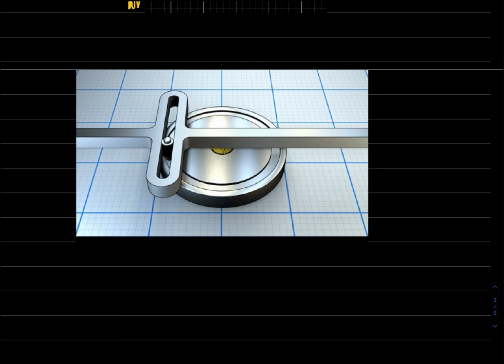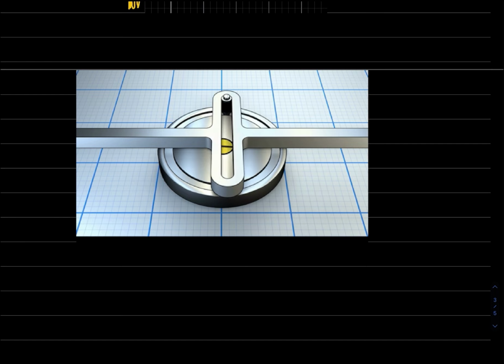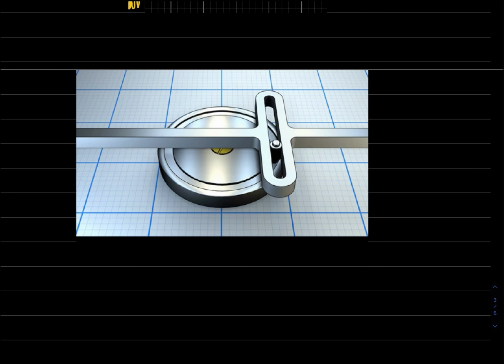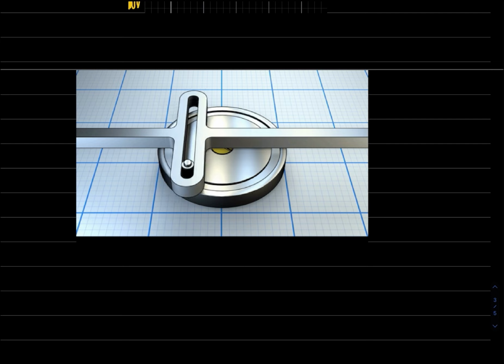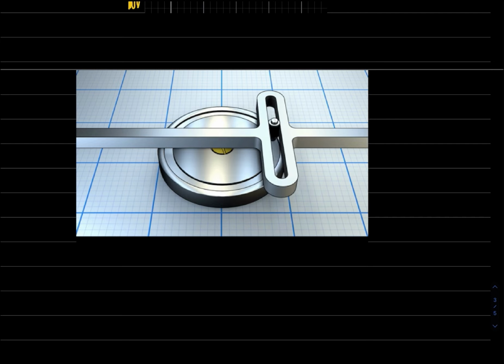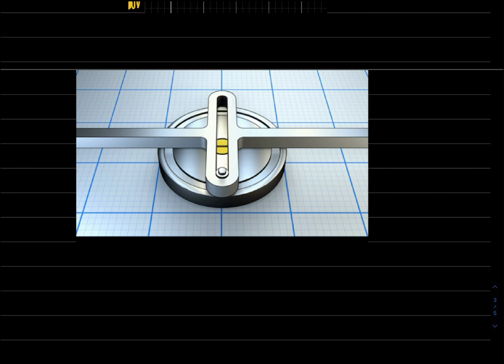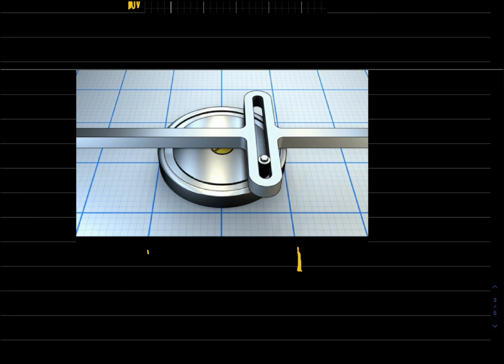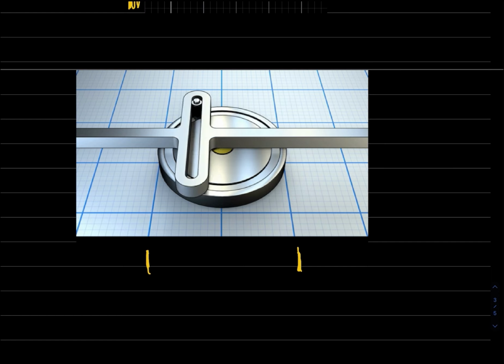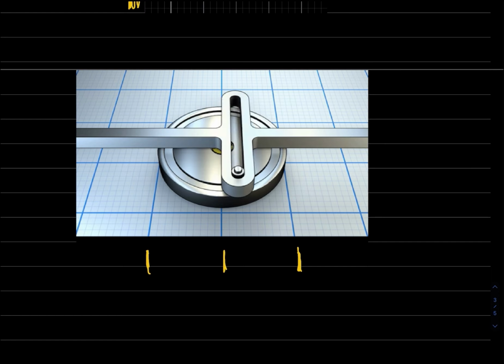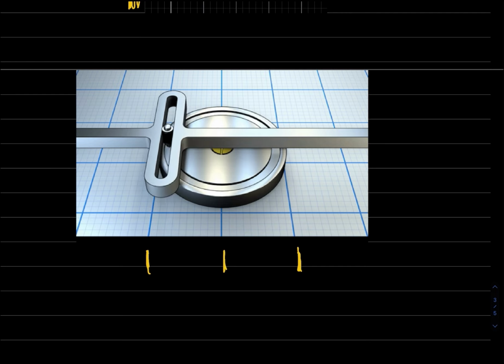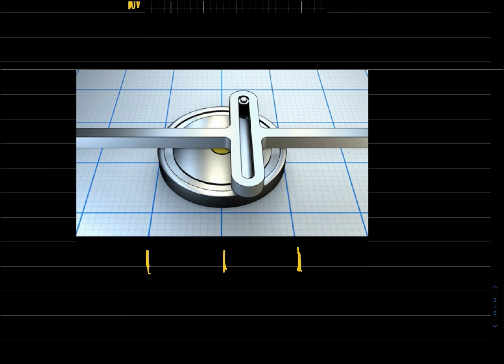Now, since the guide is directed along the x-axis, it is showing us the cosine of the angle that the post is making along the unit circle. So here we have a cosine of 1, and here we have a cosine of -1, and here we have a cosine of 0 when the post is up at the top of the circle, where the angle is pi over 2. Get it?